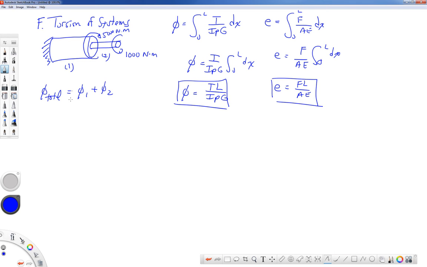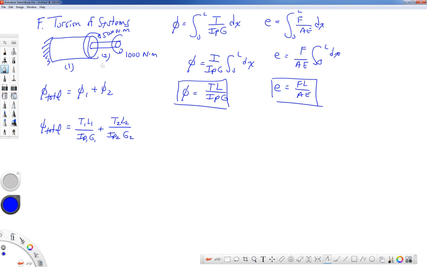So when we talk about torsion of systems, to calculate the total angle of twist at the end, and this would be in radians, we would go TL over I sub p G for section number 1 plus TL over I sub p G for section number 2. If we know the diameters and we know the material properties and we know the lengths of the bars, the only thing really left to find is the torques. We do these through free body diagrams.